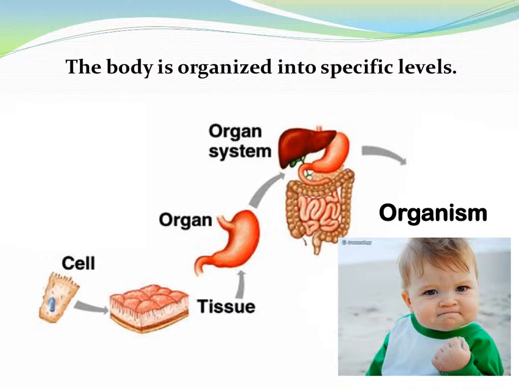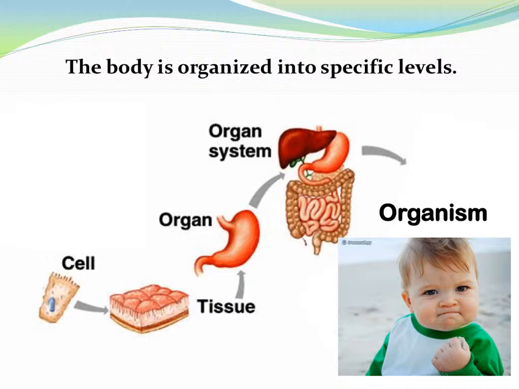So the body is organized in specific levels. It all starts with a cell, which is the basic unit of life. Cells combine to form tissues. Tissues combine to form organs. Organs build organ systems like the digestive system, and all the different systems of the body build you, the organism.